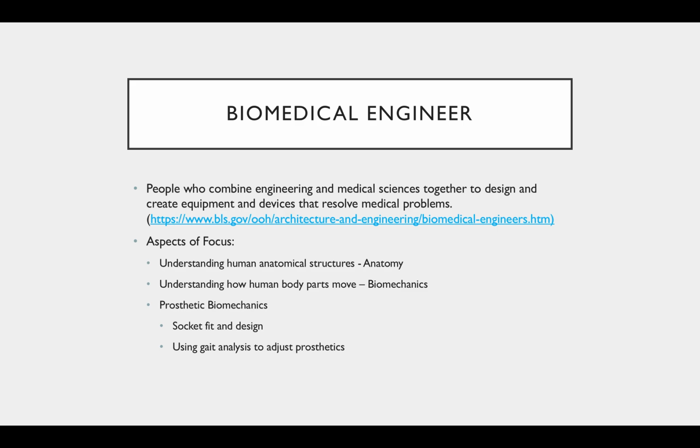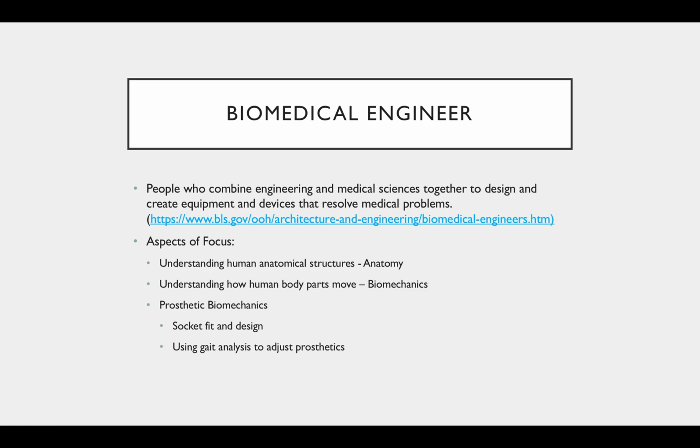So, for example, how is the hip joint structured, so I can make an artificial hip joint that fits this patient. So they have to also understand how human body parts move, so that they can develop effective materials in their construction of the artificial joint that will help the patient biomechanically, which then comes to prosthetic biomechanics. So prosthetic biomechanics, again, involving concepts such as socket fit and design.